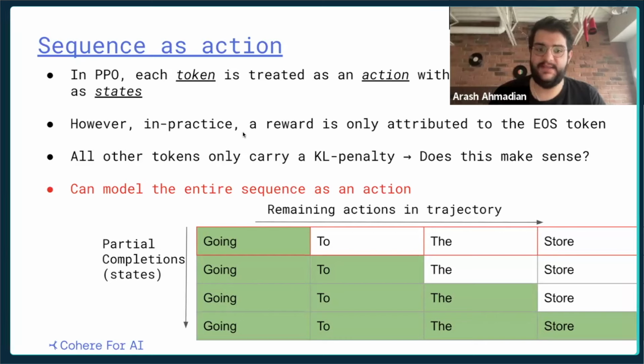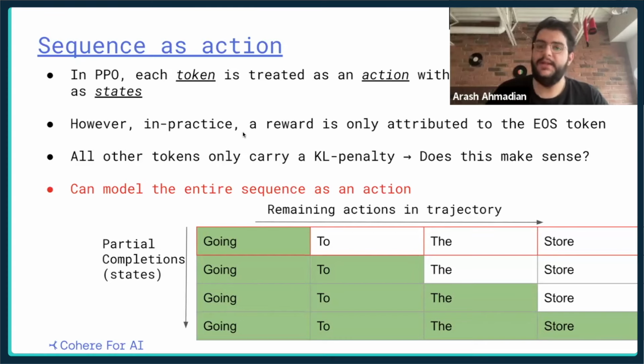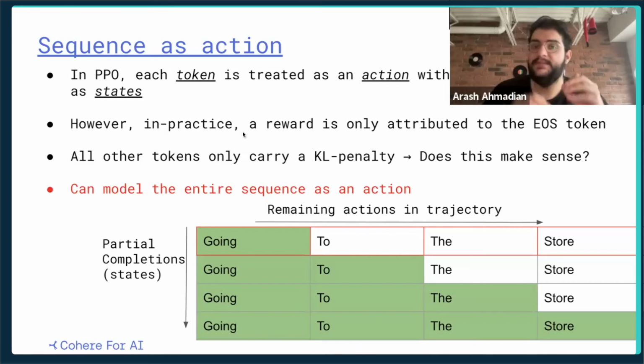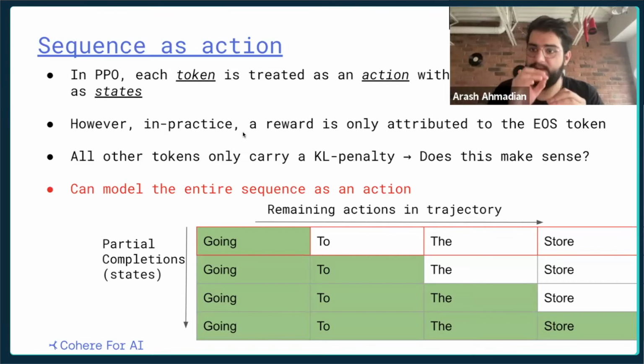That's because when we train a reward model, we only attribute a reward to the full sequence. We don't have intermediate rewards that we actually care about on a per-token basis.